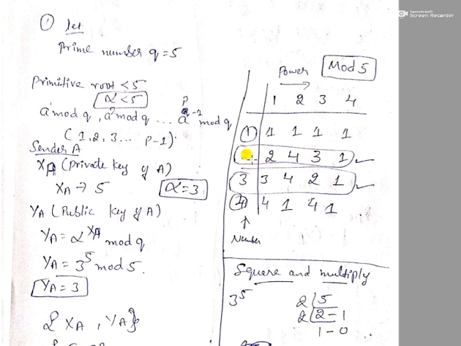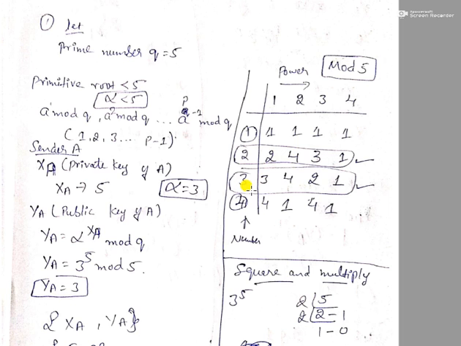Okay, next take 2. 2 power 1 is 2, 2 mod 5 is 2. 2 power 2 is 4, 4 mod 5 is 4. 2 cube is 8, 8 mod 5 gives 3. 2 power 4 is 16, 16 mod 5 is 1. So here we get the series 1 2 3 4, all four values came. 5 minus 1 is 4, so four values 1 2 3 4 should come, and they did. This one is a primitive root. Like this you can get another primitive root also. Next we check for 3.